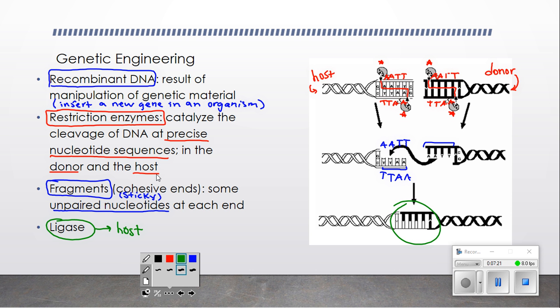I've taken a piece of donor DNA and inserted it into the host. I'm not inserting something back into the donor's DNA, so we don't typically use ligase on the donor. Now, if you were to be asked about genetic engineering, you would definitely need to know these two enzymes, and you would definitely have to understand that those fragments, those sticky or cohesive ends, are complementary to each other.